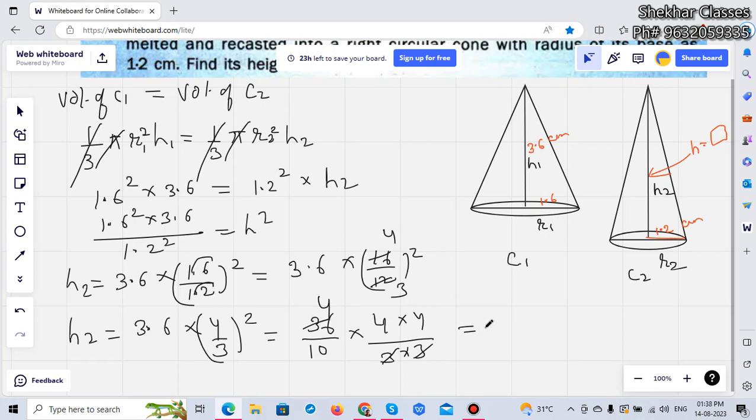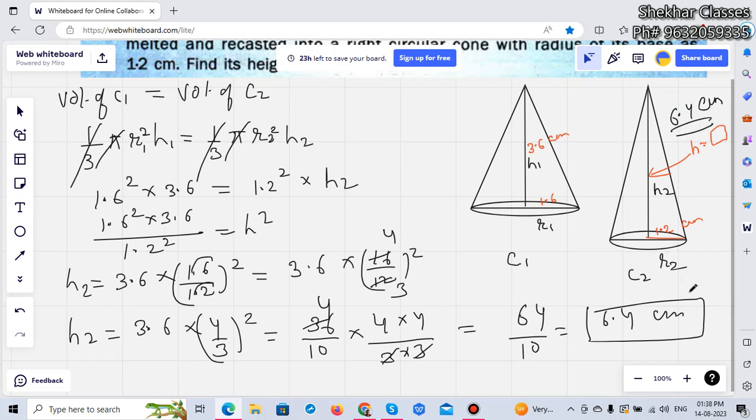So we get how much? 4 4s are 16, 16 4s are 64 upon 10, so that is equal to 6.4 centimeter, and this is the height here. What is the height? 6.4 centimeter, and this is the answer that we have here.